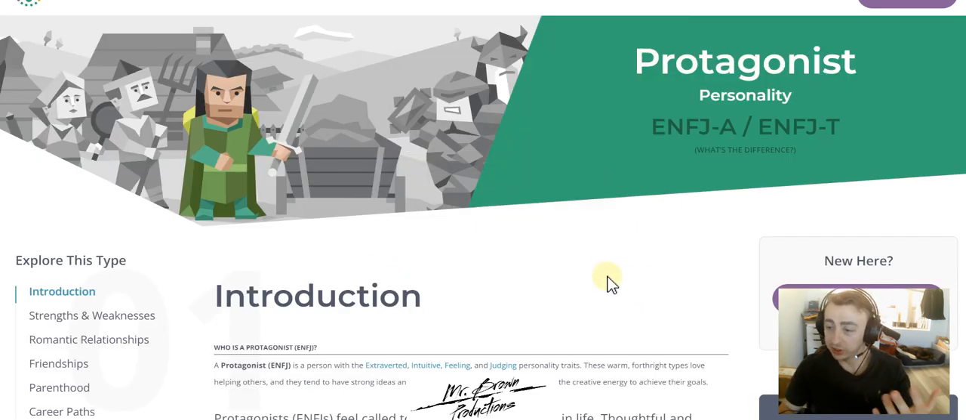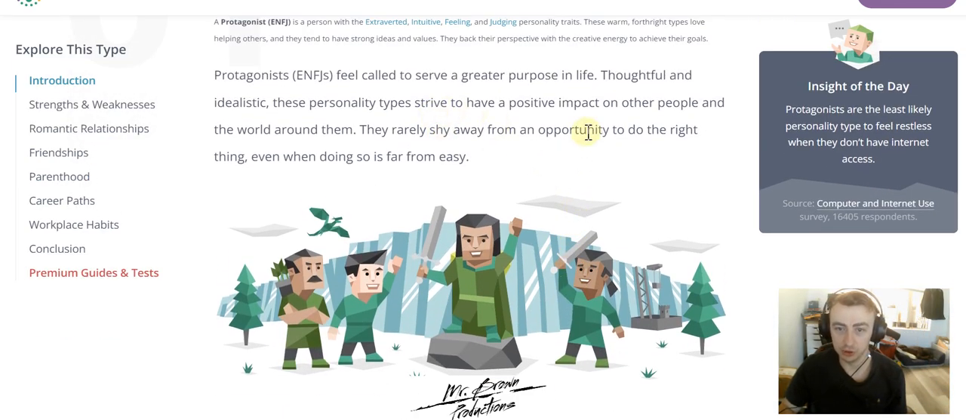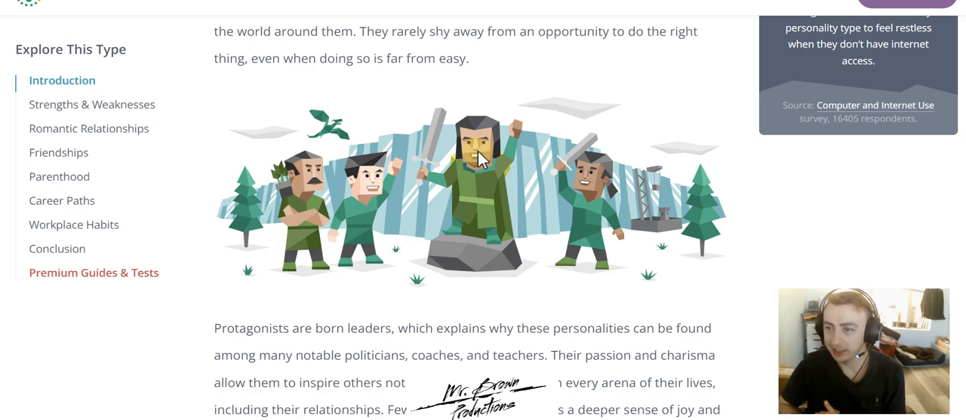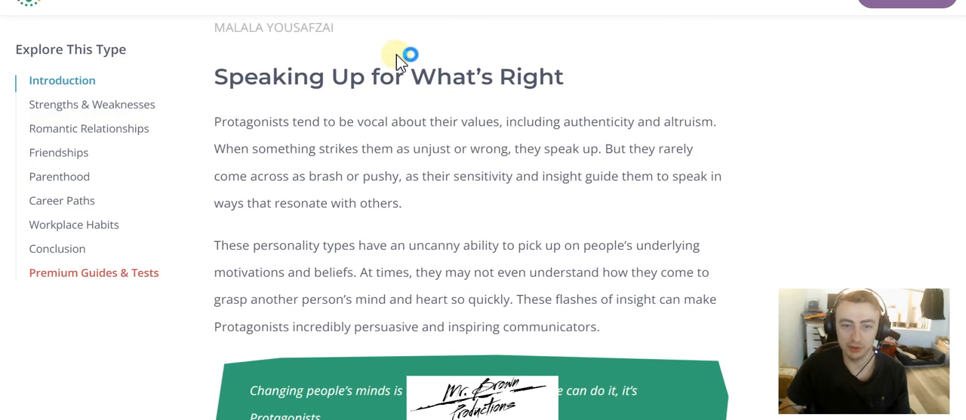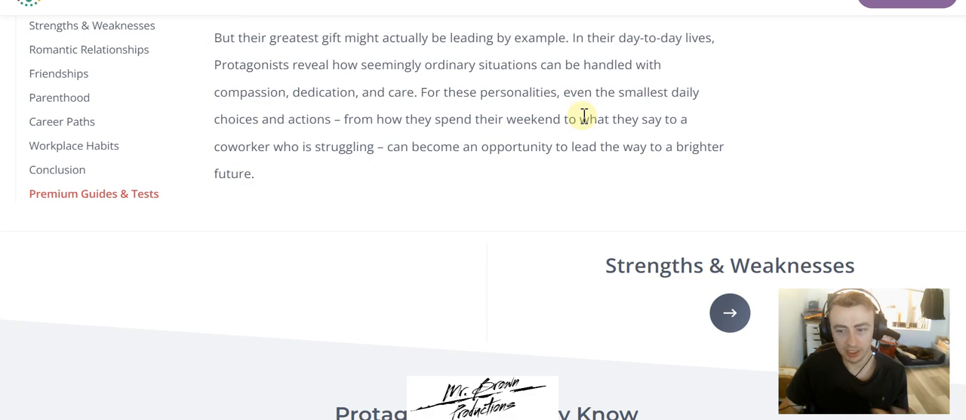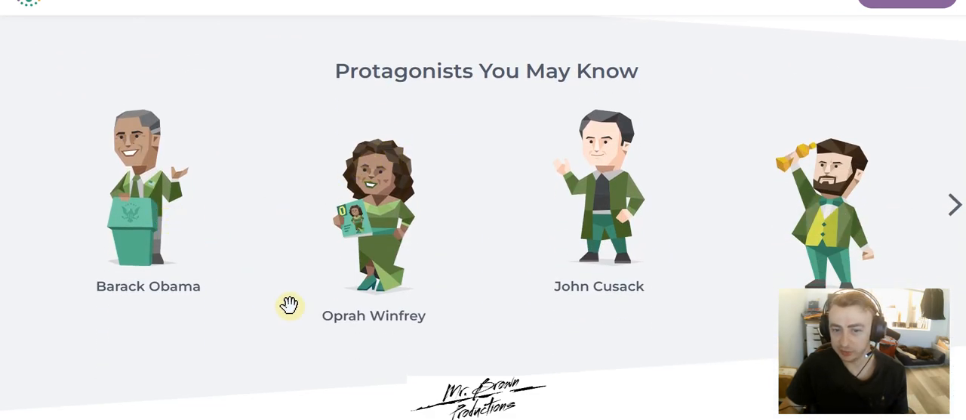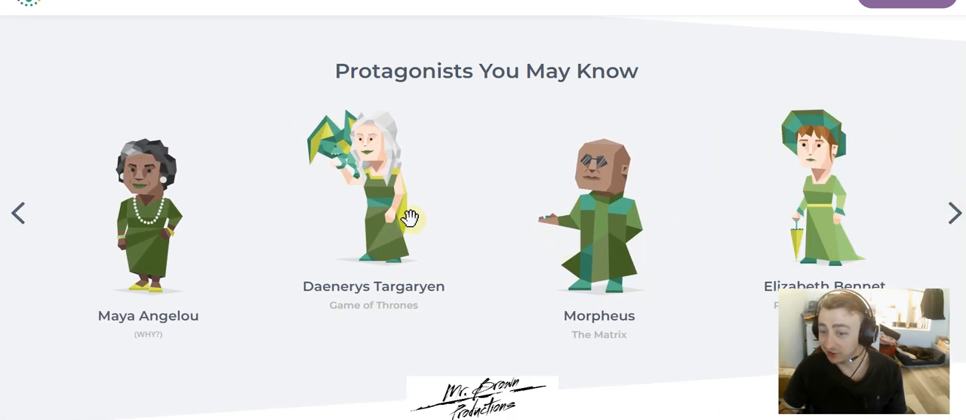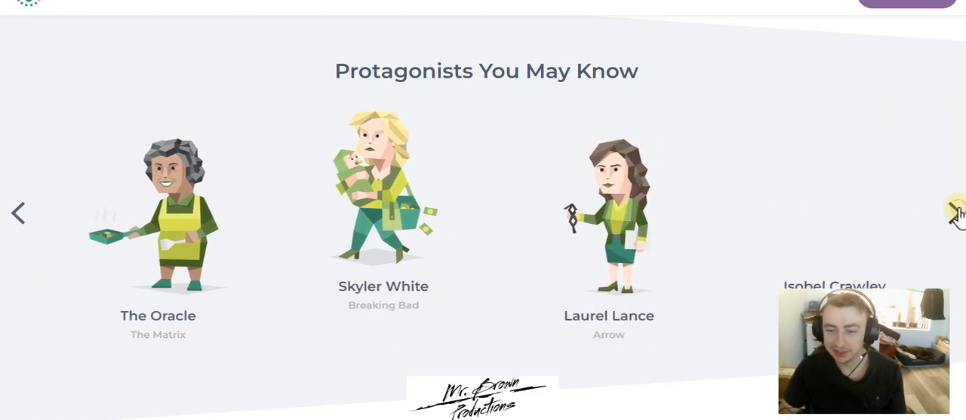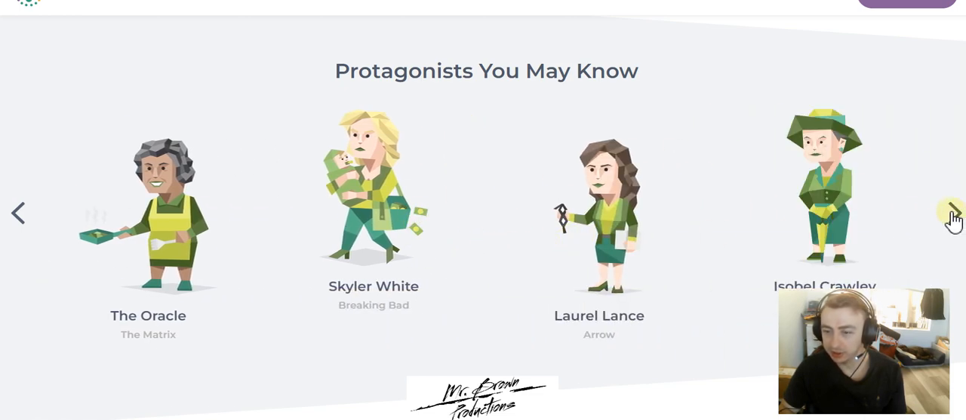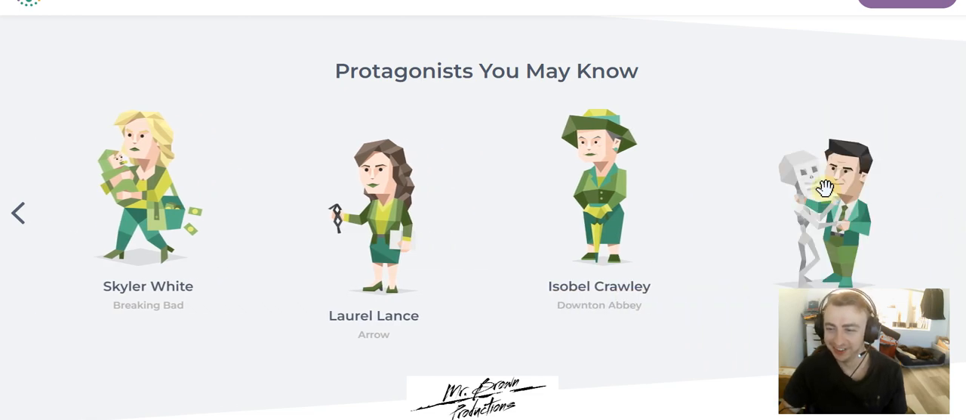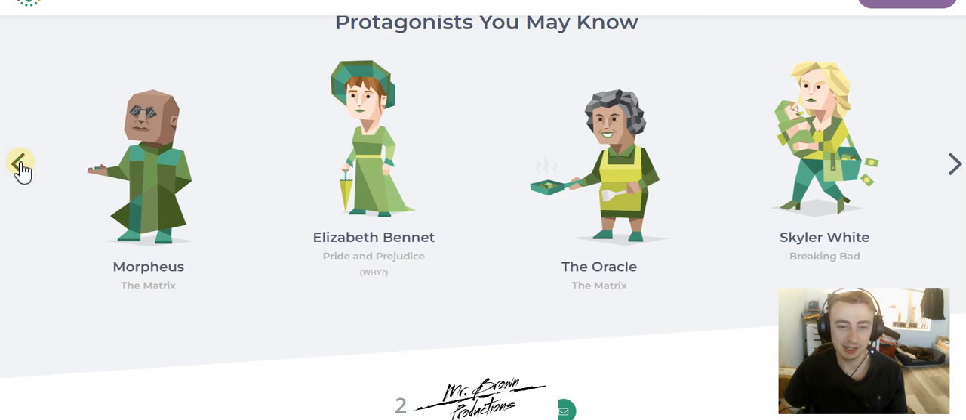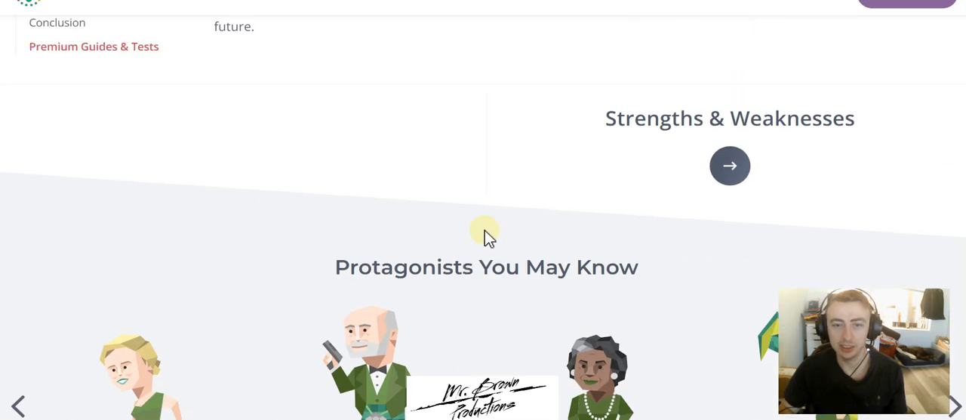So the cool thing about this is once you get your personality, it'll give you a bit of an introduction on who you are, and again, it's never going to be 100% accurate, but you will be, I think, shocked at just how accurately it does describe you. It'll give you a list of famous people that are like you. So, I'm Barack Obama, Oprah, Malala, Jennifer Lawrence, Sean Connery, Daenerys Targaryen, Morpheus from The Matrix, which is pretty cool. Skyler White from Breaking Bad. I've actually hated her character, so that's a bit insulting for me personally. But you can see it'll give you some fictional characters who are very much like how you are as well, which is cool.